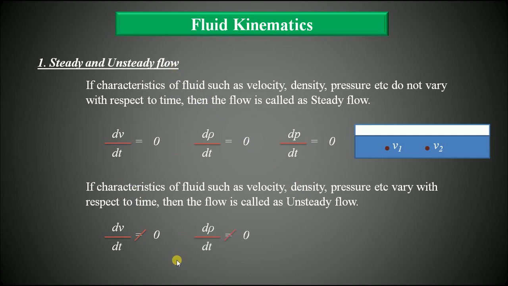Similarly, d rho by dt does not equal 0, and similarly dp by dt does not equal 0. So it is not equal to 0 means the velocity is not constant. The velocity value is going to vary, and the density value is going to vary, and the pressure value is also going to vary from point to point in the flow field. So when this condition happens, the flow can be called unsteady flow. Okay, so that is about steady and unsteady flow.